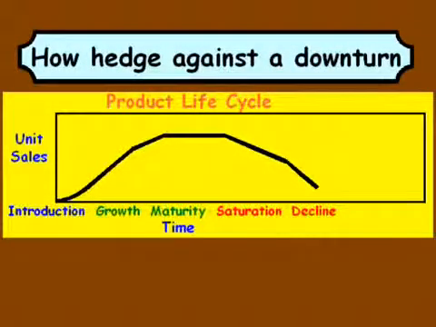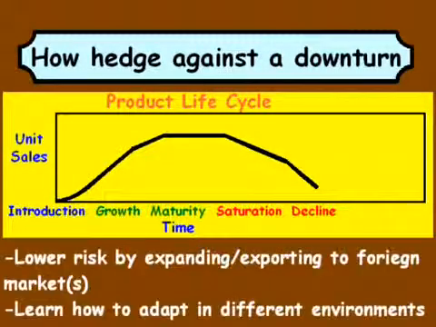In this next segment here, we're going to look at how to hedge against a possible downturn. And by doing that, we're looking to try to lower our risk by either expanding operations internationally or just plain exporting to foreign markets. One of the advantages from that is we can learn how to adapt in different environments. We may gain knowledge, cheaper labor. Some of the labor might actually have different expertise that the labor in our home market didn't have.